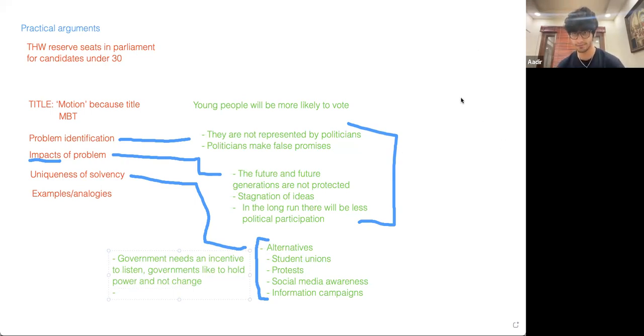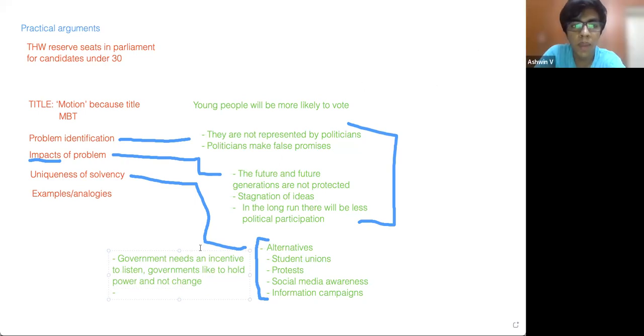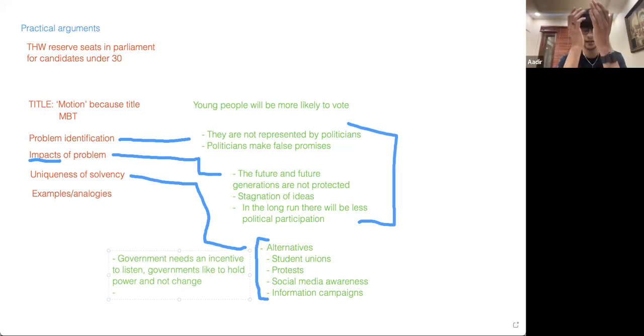Ashwin? I think to answer the question of why governments currently do not need to respond to all of this, simply put, it's because young people are not voting. I think we've established that in the problem statement. Yeah, right? But so they're not voting.